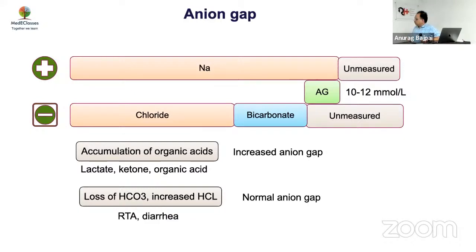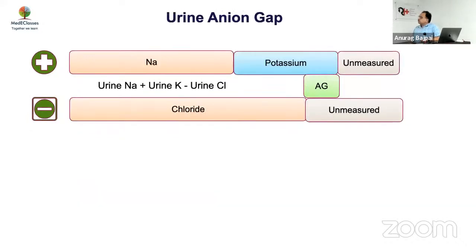So we are talking about a normal anion gap situation. Urinary anion gap is a similar thing. It is basically the difference of urinary sodium and potassium, which are the measured positive ions, from chloride. If your urinary anion gap is positive, it means ammonium production is defective. It is more like an RTA.